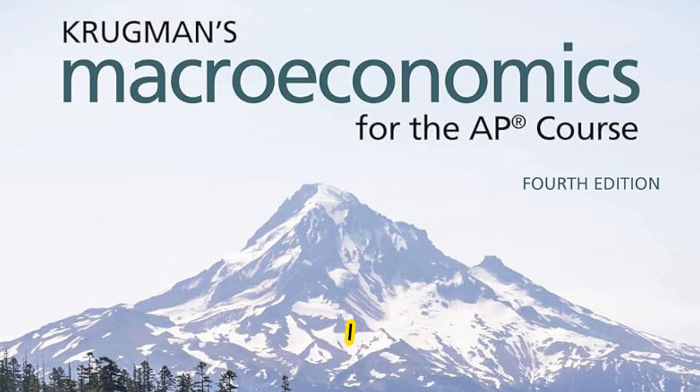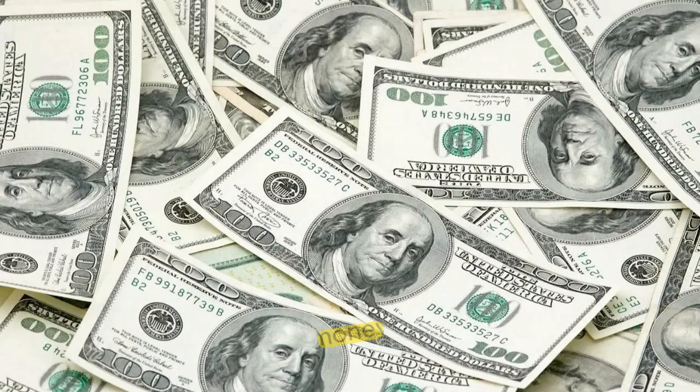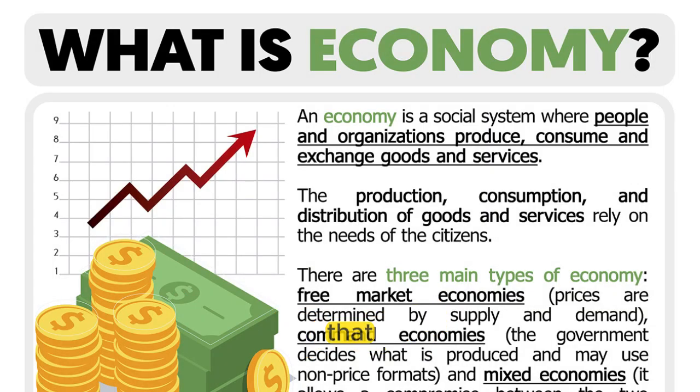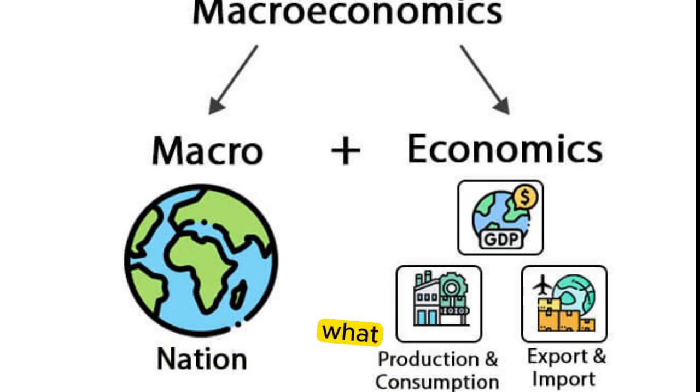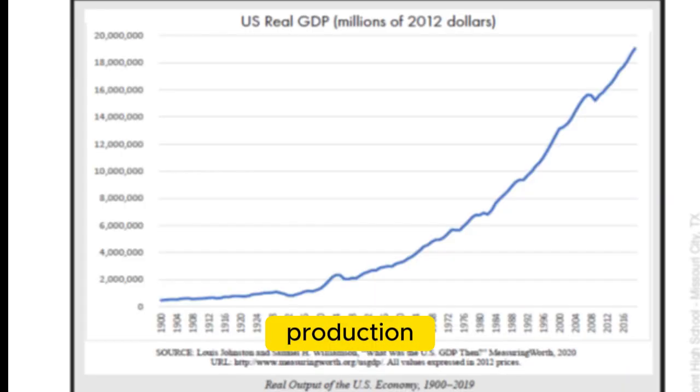Exactly. And I always thought economics was all about money. But this material really frames it around production and consumption more, right? Is that fair? Absolutely. Money is just a tool, really. Macroeconomics is about what a nation produces, how that production changes over time, and ultimately how it all impacts living standards.